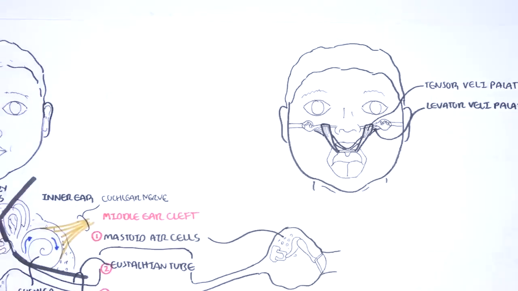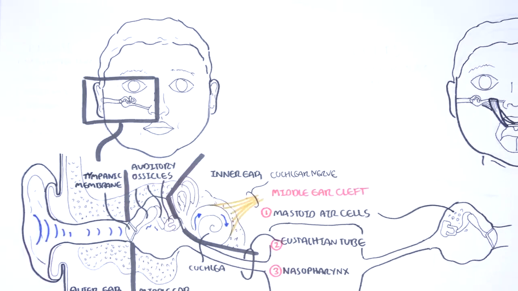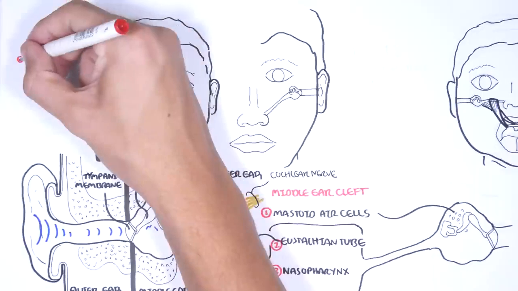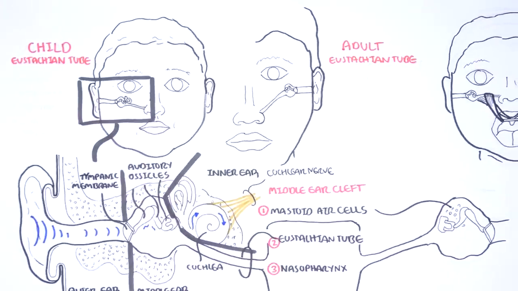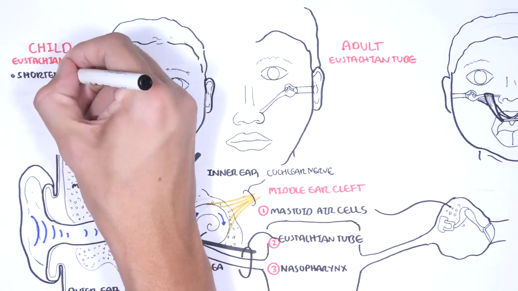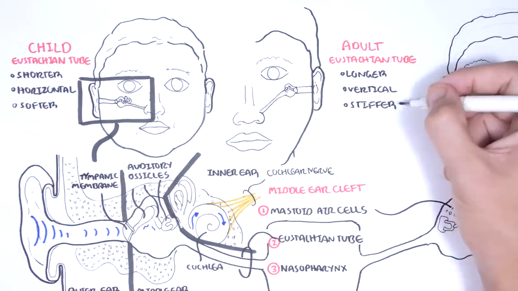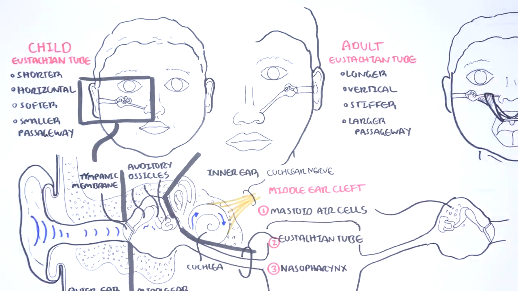Otitis media is more common in children precisely because of the anatomical differences of the eustachian tube between children and adults. Unlike adults' eustachian tube, the child's eustachian tube is shorter, more horizontally aligned, softer, and has a smaller passageway. And all this allows for easier spreading of infection from the nasopharynx into the middle ear.